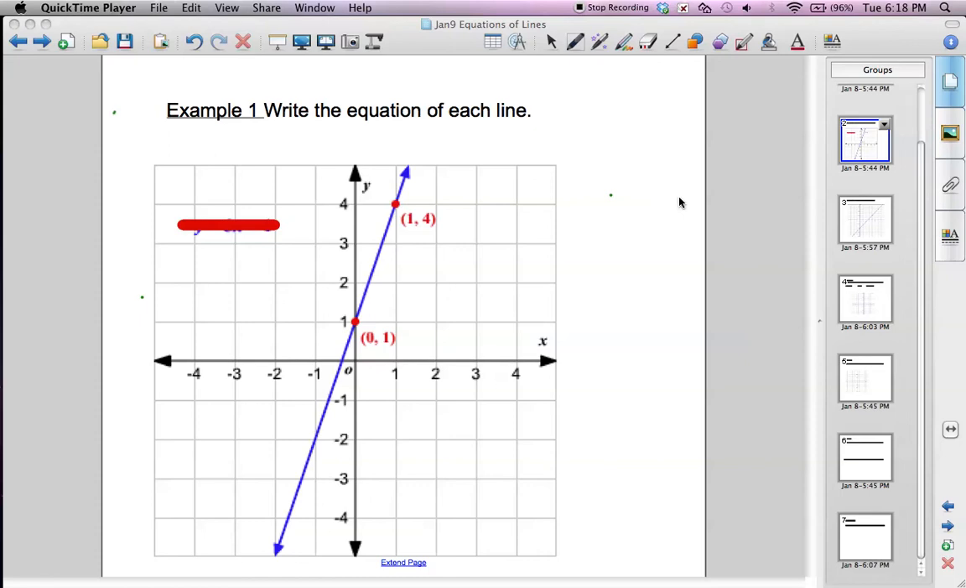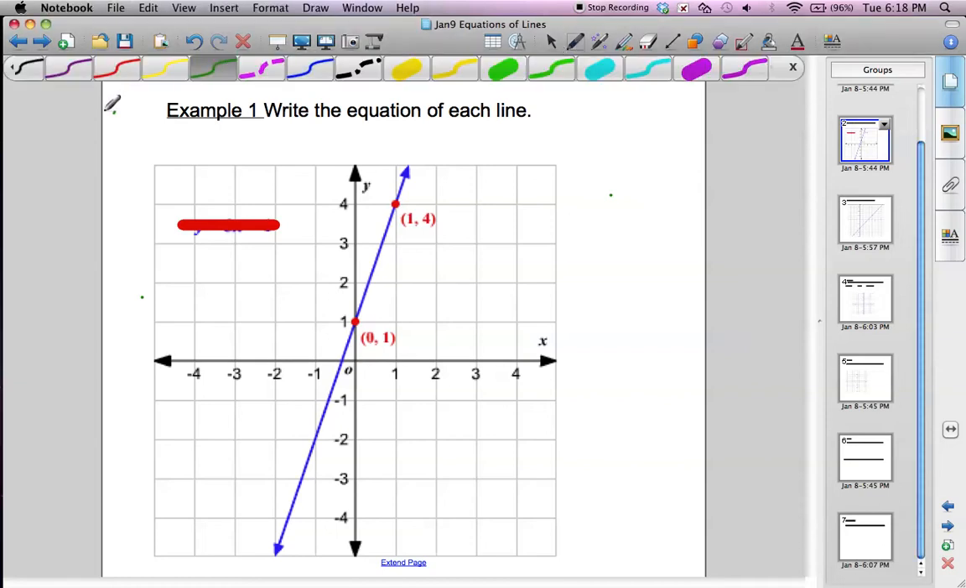Hello, this is Mr. Collier, and today we're writing the equations of lines using just the graph. So we're going to do that for this graph right here.